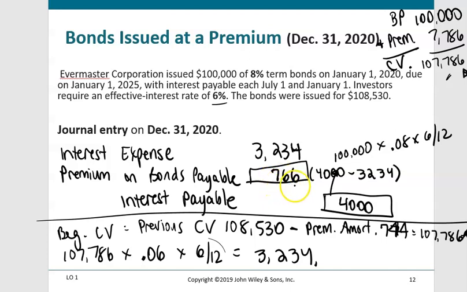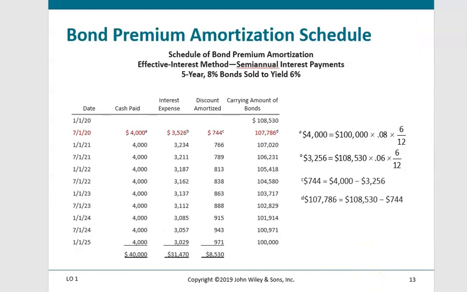So we're not asked this here, but what would the carrying value of those bonds be after this journal entry is recorded? Well, we said we have a beginning carrying value here of 107,786. We would subtract 766 to get a new carrying value of 107,020. On the next slide, we see an amortization schedule. Here's the carrying value we just solved for, and you can see the amounts that we solved in our journal entries are also shown here.